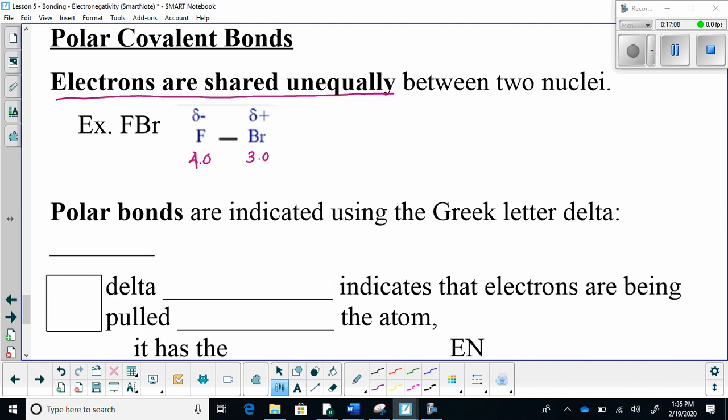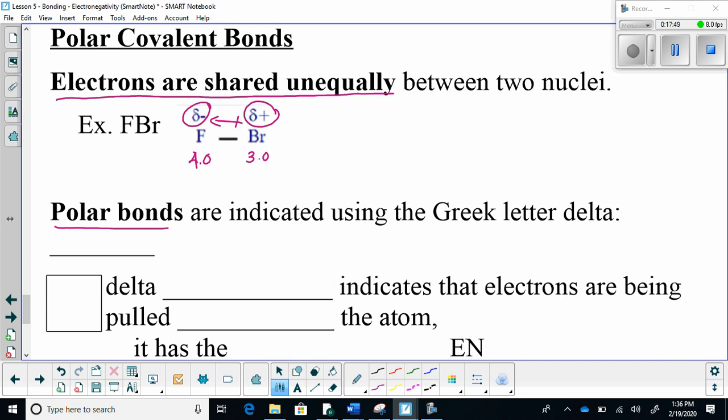Okay, so in this tug of war between these two atoms, fluorine is going to pull those electrons closer to it, okay? So it doesn't want to share. It wants as many electrons close to it as possible. Because it's pulling the negativity towards itself, it gains a partially negative charge, represented by this symbol called delta. And bromine, since the electrons are moving away from it, it's going to get a partially positive charge. So polar bonds are indicated using the Greek letter delta.